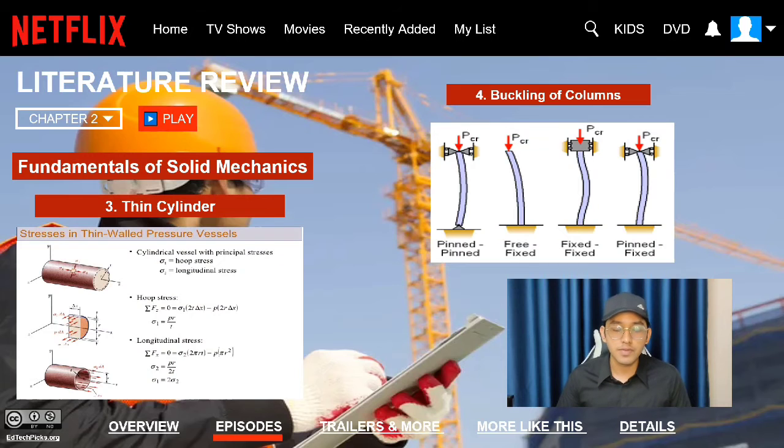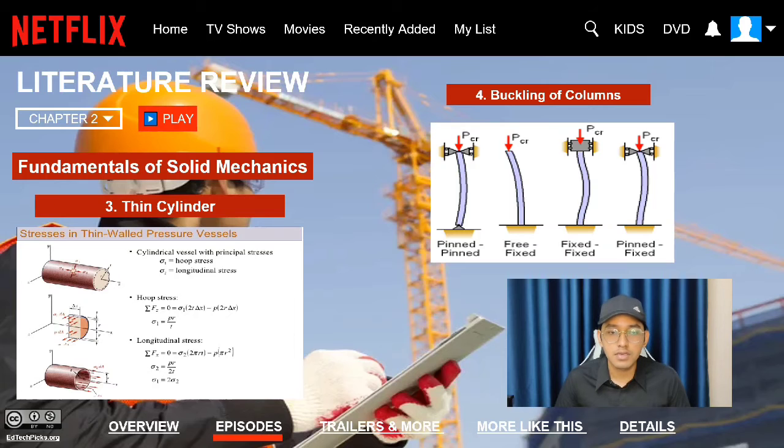Now, the third fundamental of solid mechanics is the thin cylinder. The tension in the wall may be regarded as uniform in this situation. The figure shows a cylindrical vessel with principal stress, hoop stress, and longitudinal stress.